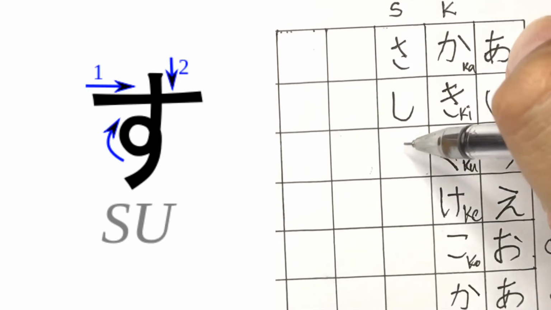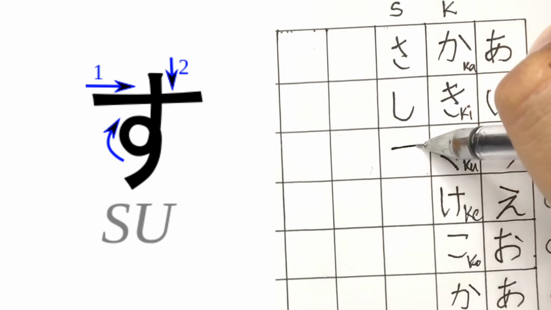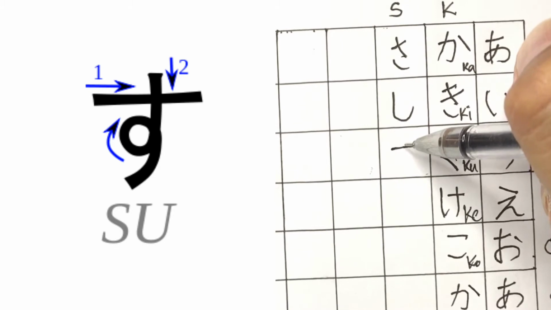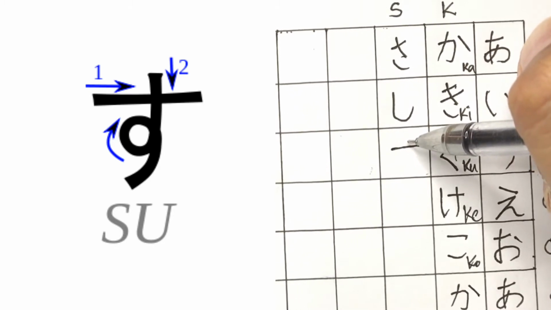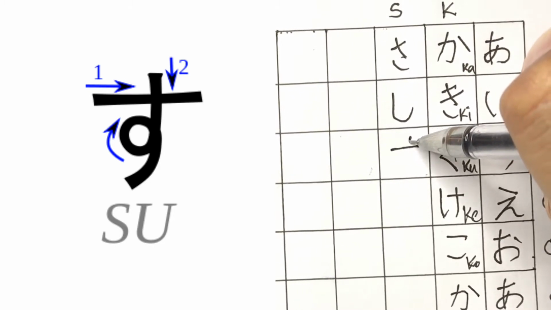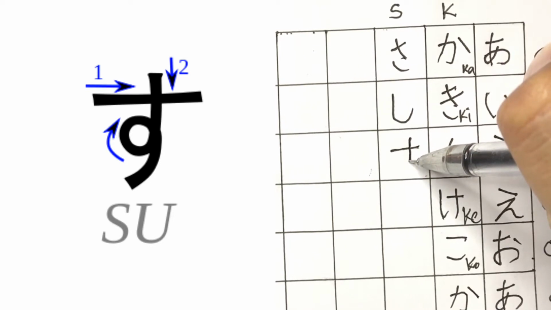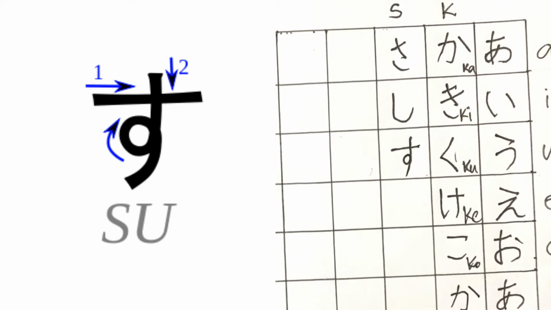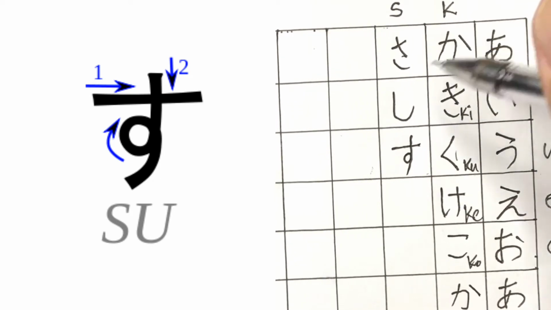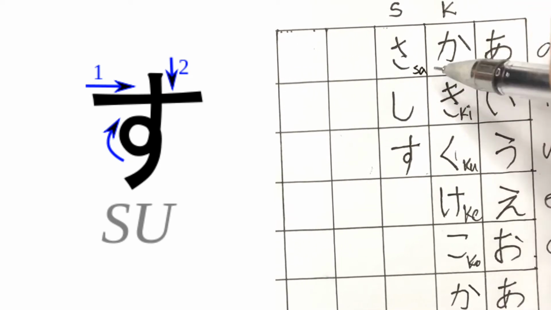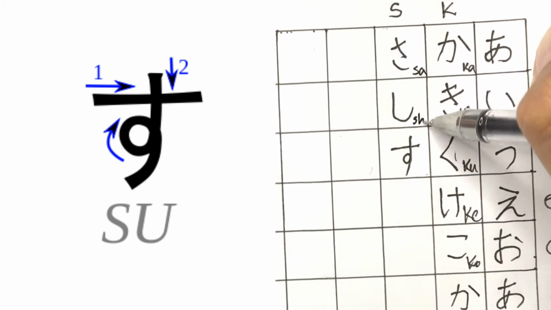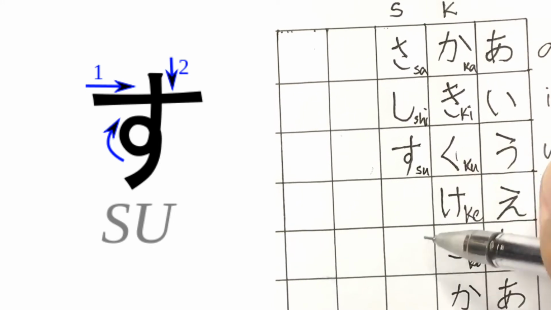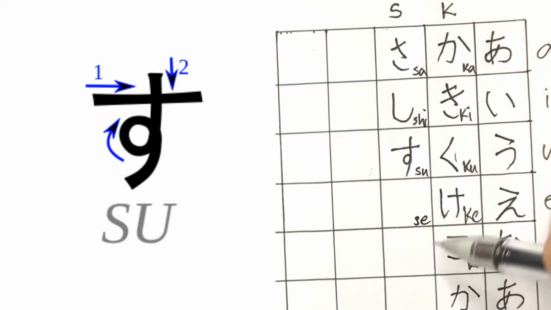Next, su. We start with a horizontal line, then not at the center but slightly to the right, then stop and turn. Su. So let's put sa. This is shi. This is su, se, and so.